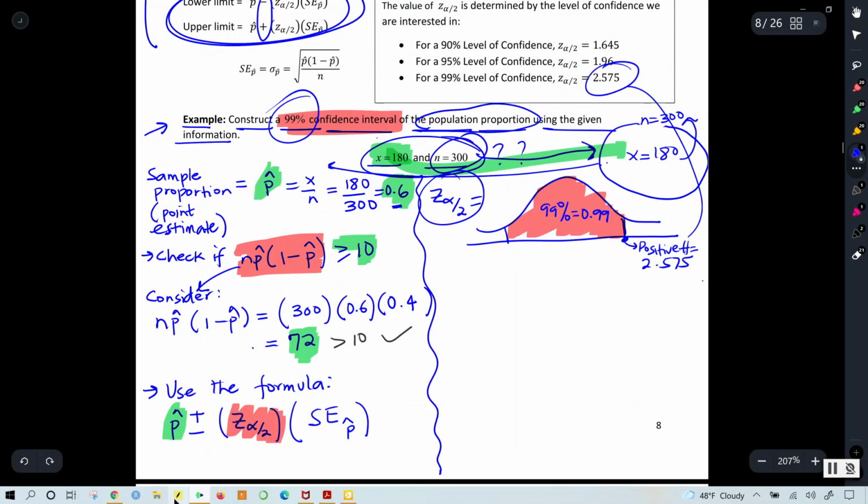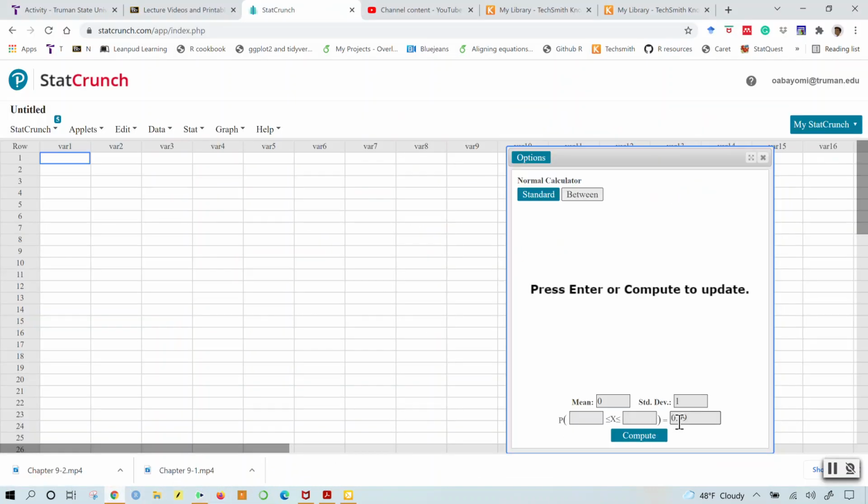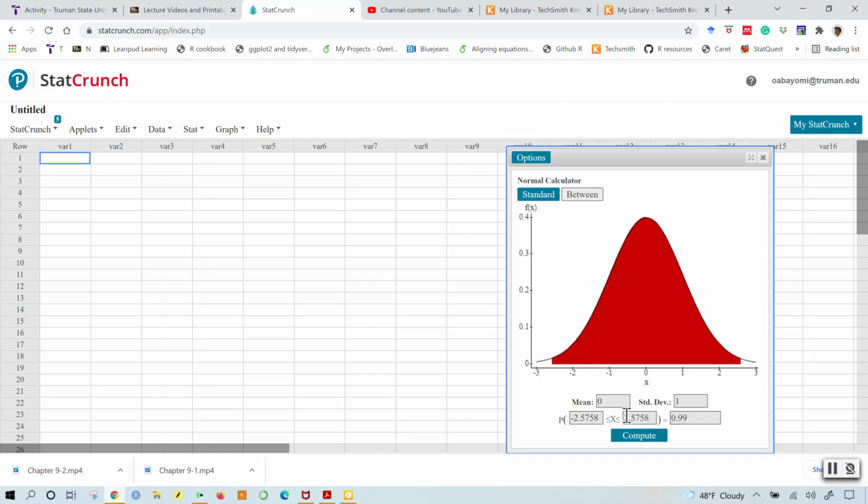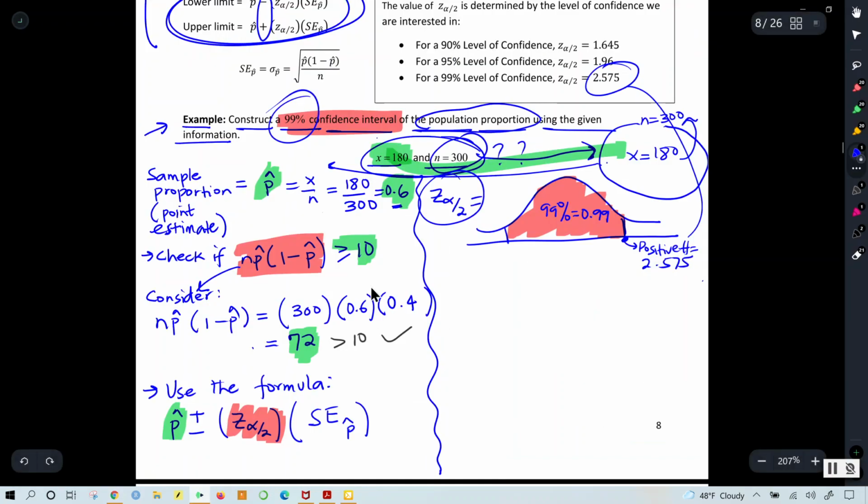And then going back to StatCrunch, I have 0.99 here and I'll compute. So the value I want is this positive number, 2.575. I'm going to take it as 2.575 for convenience. And so I have the next piece of what I need. The next part I need is the standard error.